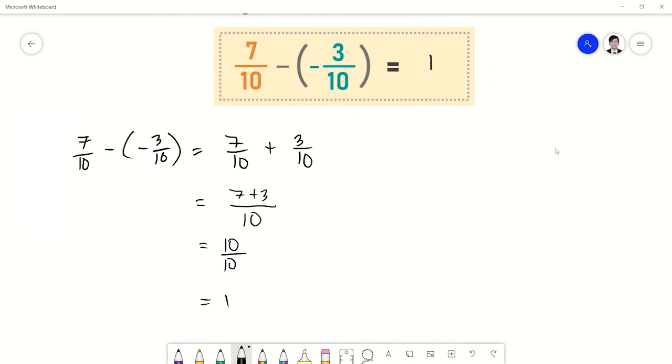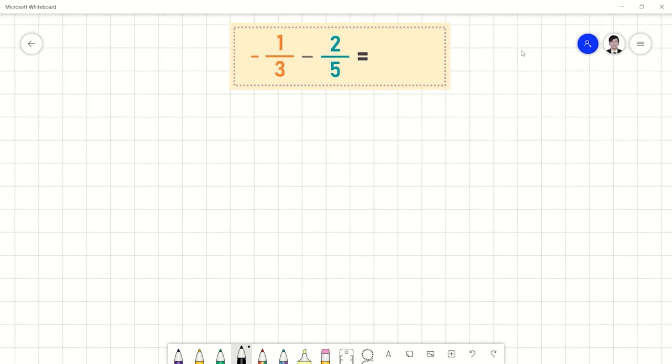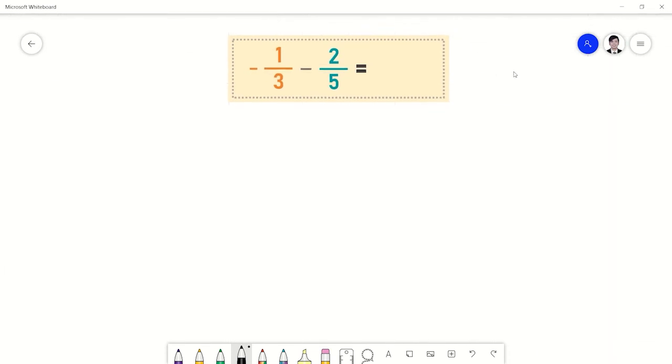Let's now continue with another example. Let's say you have negative 1/3 minus 2/5. So now, the same thing, negative 1/3 minus 2/5. Change subtraction to addition. Copy negative 1/3. Change the operation from subtraction to addition, and then the positive 2/5 will now become negative 2/5.